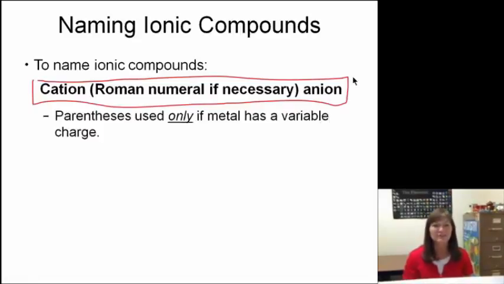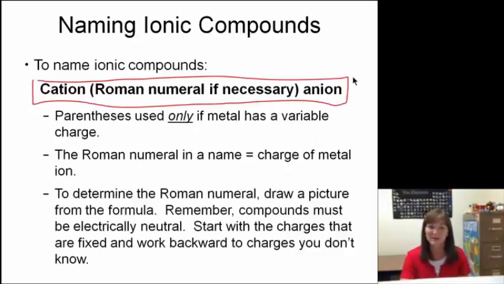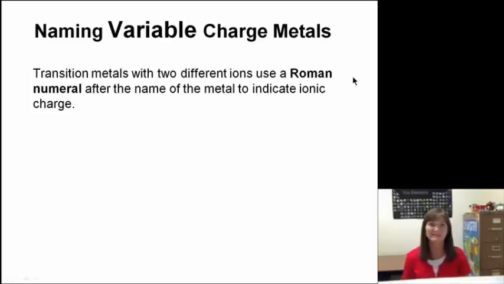So parentheses are used only if the metal has a variable charge. The Roman numeral in a name equals the charge of the metal. It does not equal how many of those metals there are. So to determine the Roman numeral, you're going to draw a picture from the formula, and I'll show you what I mean by that in a second. Remember that compounds must be electrically neutral. The amount of positive charge has to sum up to the amount of negative charge. You're going to start with the charges that are fixed and then work backwards to help you figure out the charges that are variable, that you don't know. So we'll do a couple of these as an example.